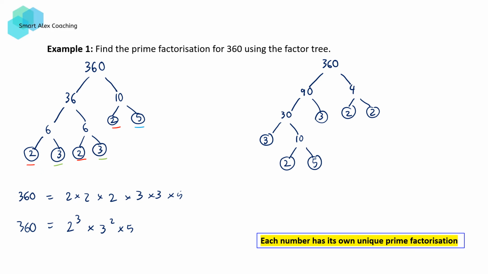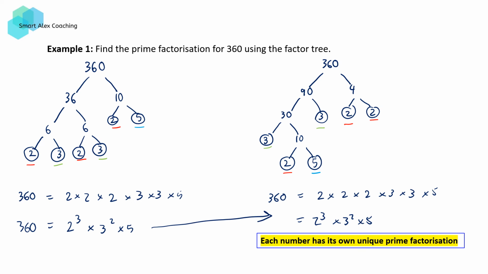And if we double check, it has got 1, 2, 3, 3 2's. It also has 2 3's and of course 1 5. So as you can see, 360 can also be expressed as 2 times 2 times 2 times 3 times 3 times 5, or 2 cubed times 3 squared times 5, which is identical to our first tree.